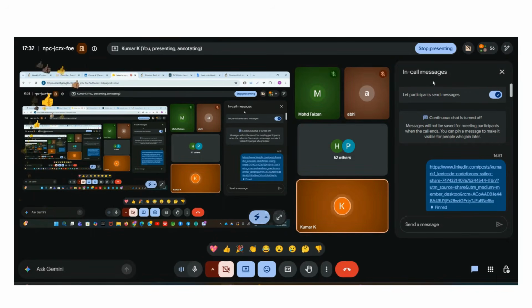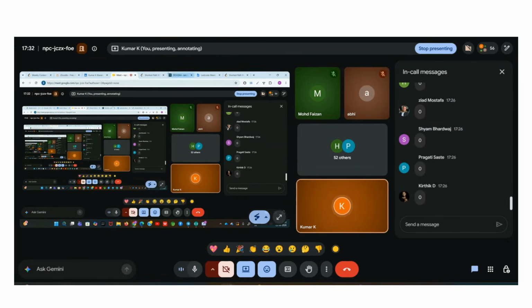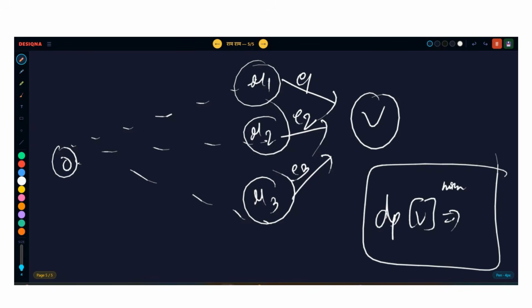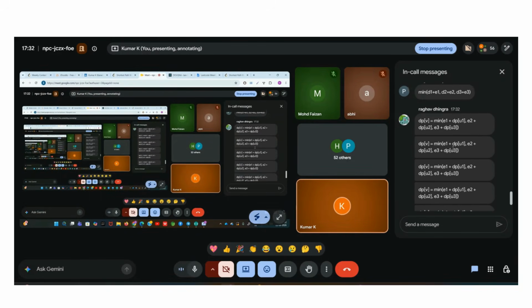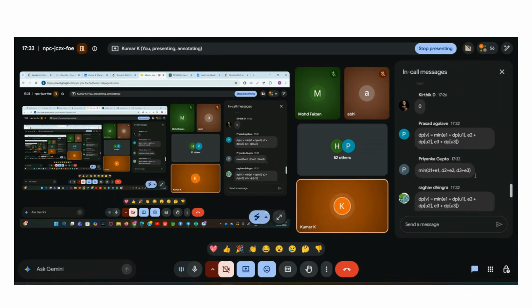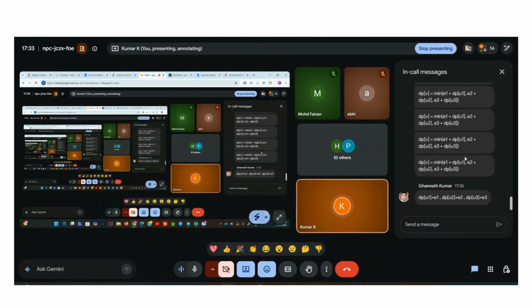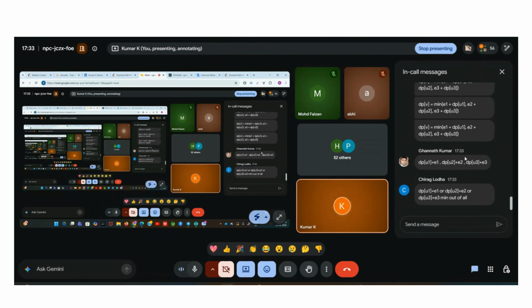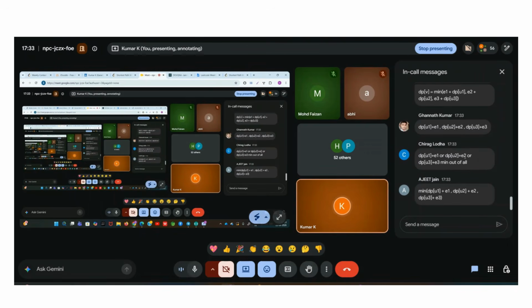So guys, I have opened the Google chat. Please start writing that dp of V will be what? You can write one formula at one time. dp of V will be, either it will be dp of U1 plus E1 or good. Okay, Raghav Dingra, stop copy pasting so others can also write. Guys, write the answer of dp of V. Okay, good going. So you guys understand that it is minimum of all these options, right?